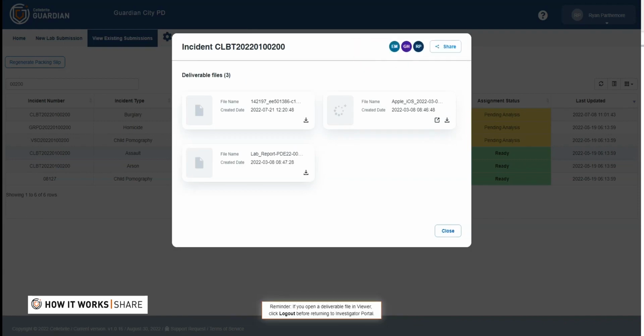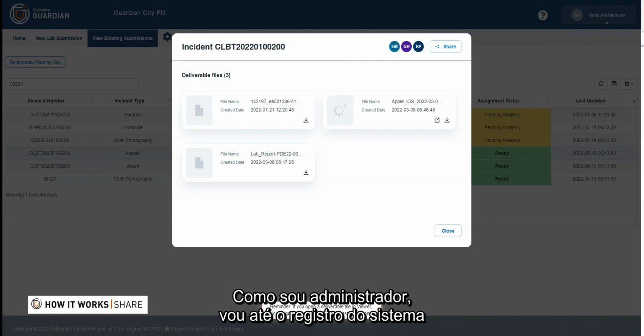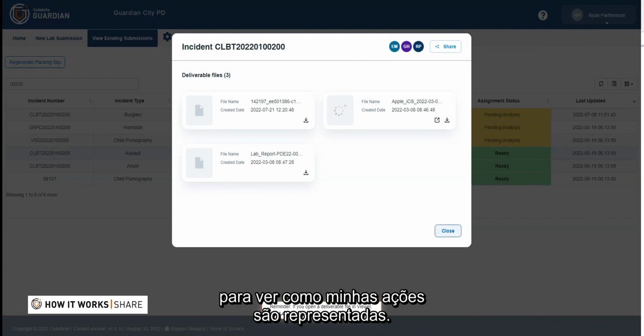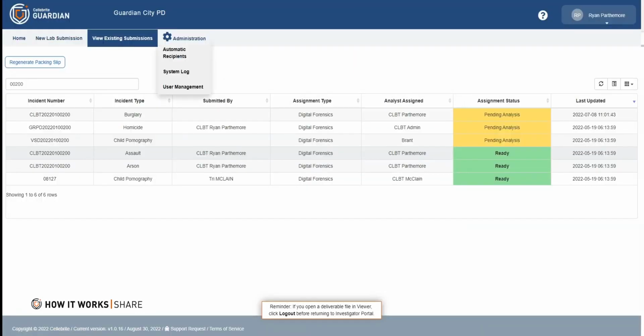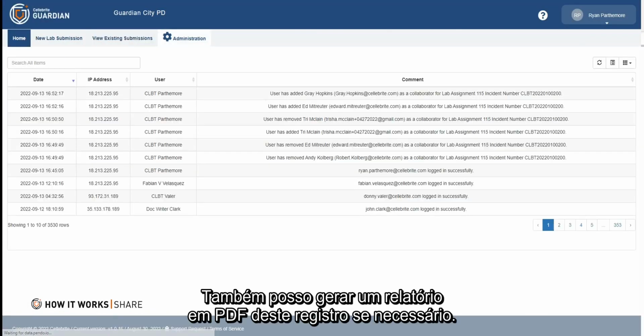to the evidence. Since I'm an administrator, I'll head over to the system log to see how my actions are represented. I can also generate a PDF report version of this log as necessary.